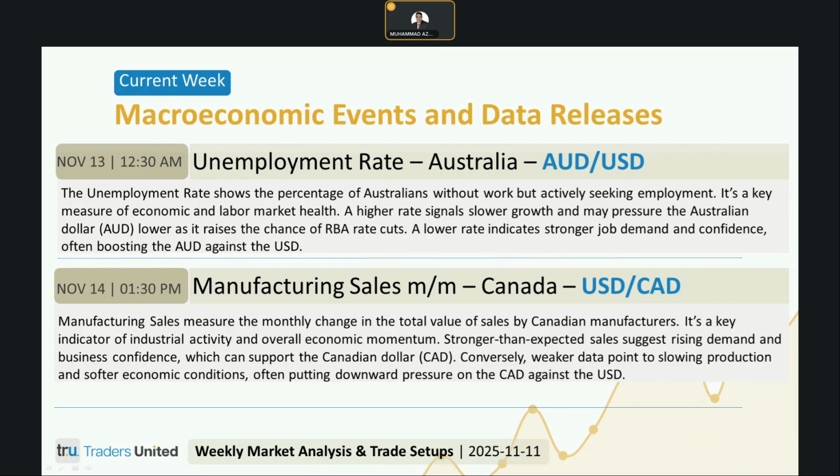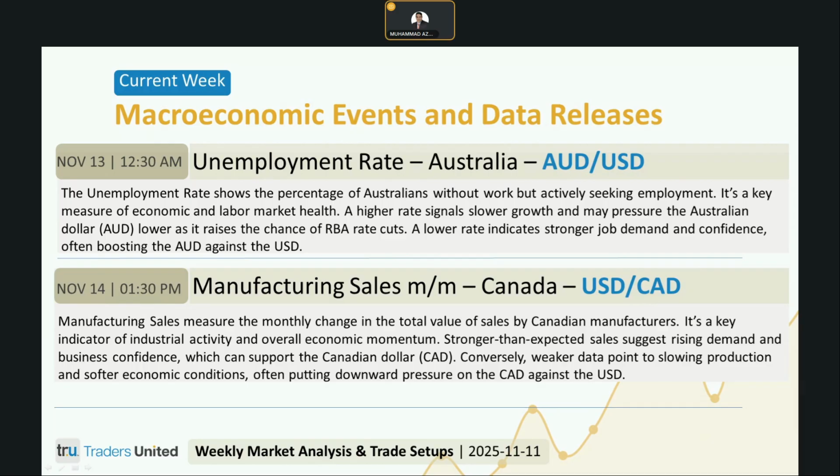Now, the date is November 14th and the time is 1:30 p.m. UTC time. The previous number we got was minus 1.0%. The forecast is 2.6%. The actual data is not yet released, but it is going to be released on November 14th. And the currency pair we are going to focus on is the US dollar versus Canadian dollar currency pair.